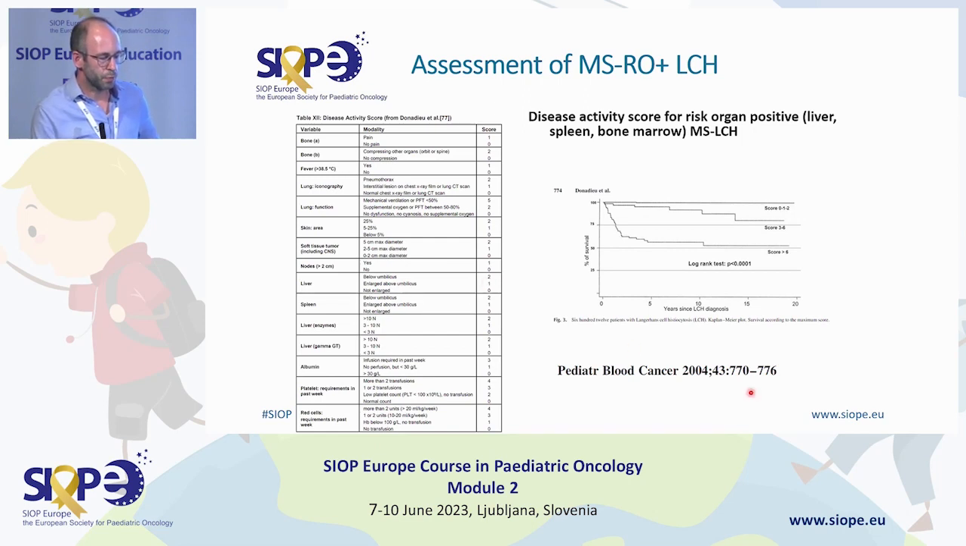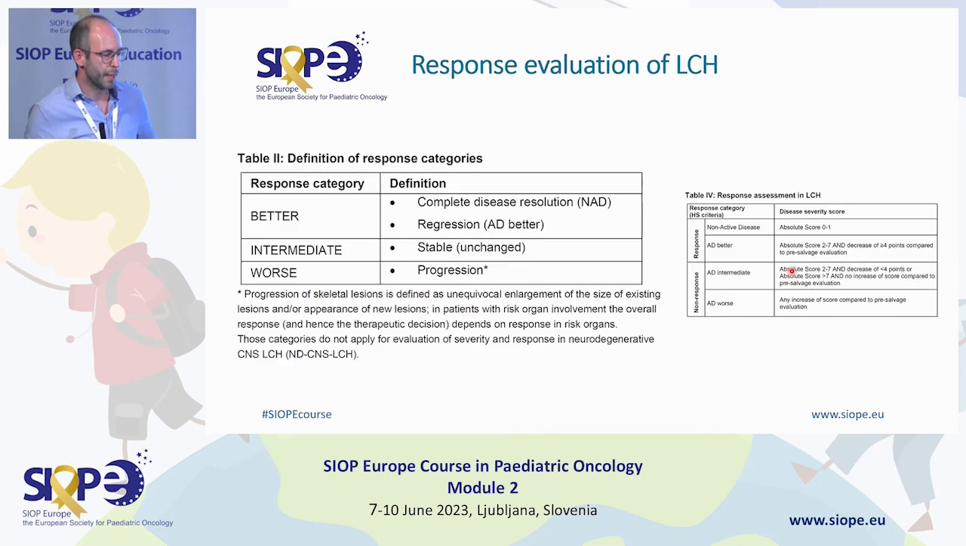And when it was published in 2004, it had a strong prognostic influence that nowadays, with the use of inhibitors, is to some extent lessened. And the Histiocyte Society also developed the criteria of response, where the disease is classified as better when there is complete resolution of lesions, or regression. Disease is classified as intermediate when the disease is stable, and worse when there is progression of the LCH lesions. And it's the same for the disease activity score, as I showed in the previous slide.